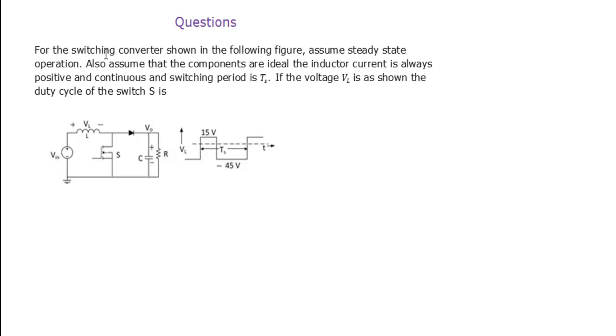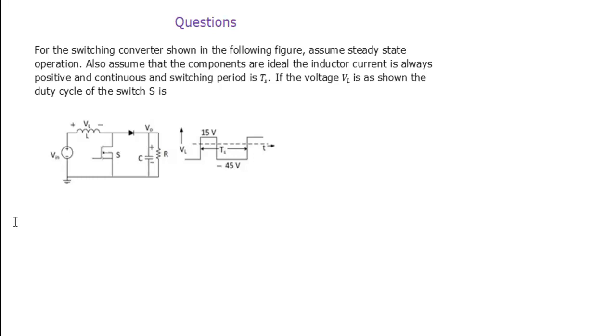For the switching converter shown in the following figure, assume steady state operation. Also assume that components are ideal, inductor current is always positive and continuous, and the switching period is Ts. If the voltage VL is as shown, the duty cycle of the switch is. The converter is given, and the inductor voltage is given. We need to calculate the duty ratio.